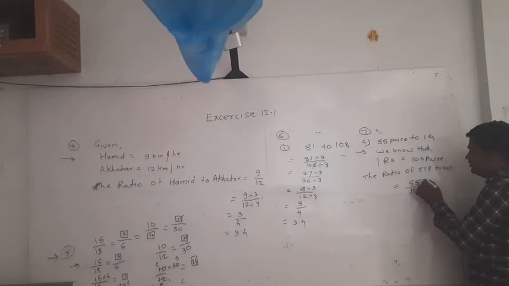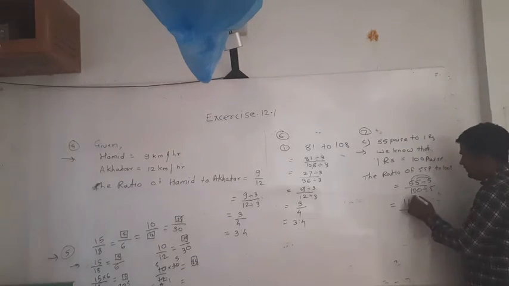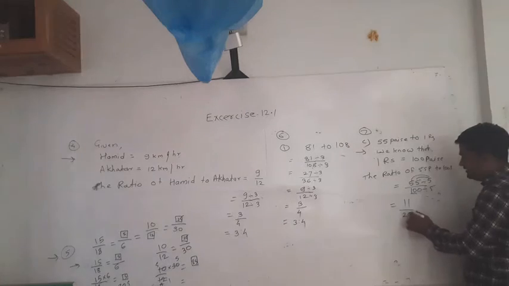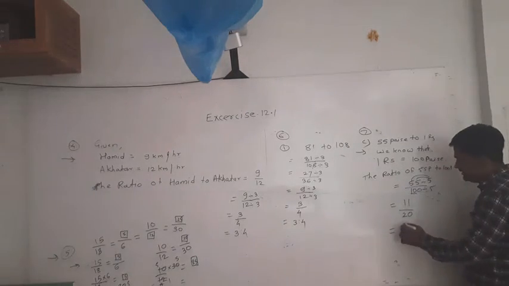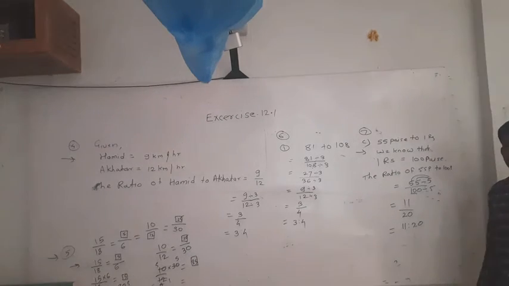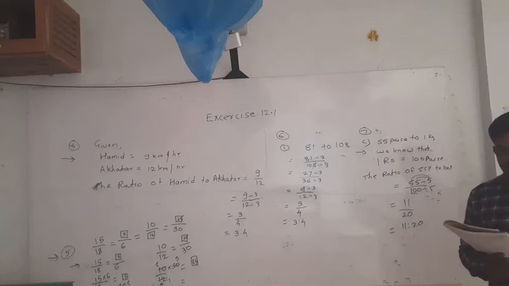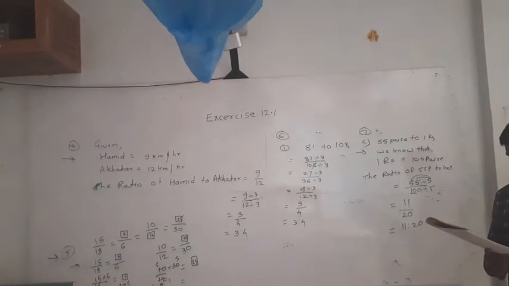In which table are both numbers? In the 5 number table. 5 elevens are 55, 5 twenties are 100. So what is the answer? 11:20. Now both of these numbers are in the same table. The remaining examples you can do at home.